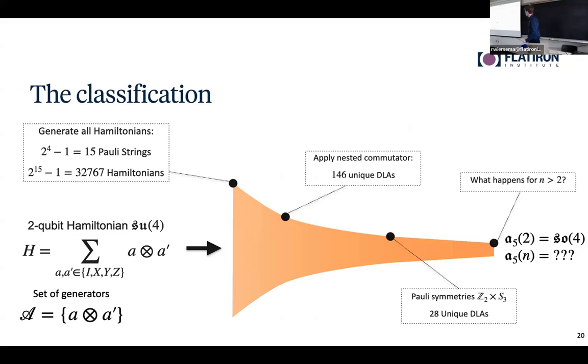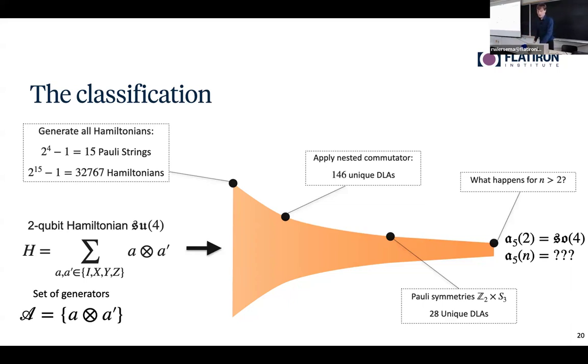So, after this whole process, we're left with these 28 unique ones. And then the hard mathematical question actually begins, because now we need to know what happens when you go to n equals 3, 4, 5, 6. So maybe this fifth algebra, number 5 out of these 28, on 2 qubits, we can say it's SO4. But then we want to know, when we go to 3 qubits, what is it? And here you need to do some sort of inductive proof to show how this algebra will grow.